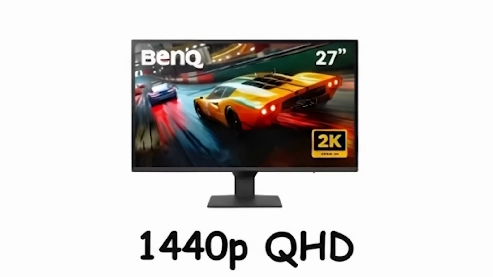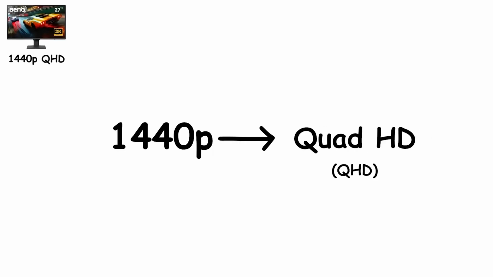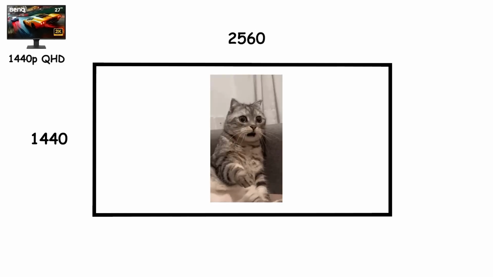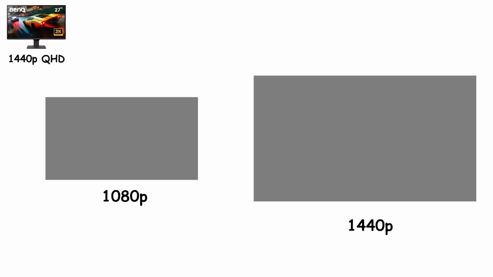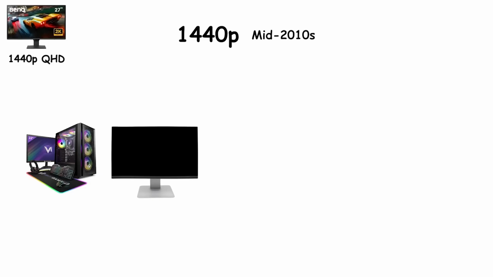1440p, QHD. 1440p, also called Quad HD or QHD, comes in at 2560 by 1440 pixels. And this is the resolution where a lot of people had their "oh, wow" moment. Not because 1080p suddenly looked bad, but because once you saw 1440p, it was hard to go back. This resolution really took off in the mid-2010s with PC gaming and productivity monitors.